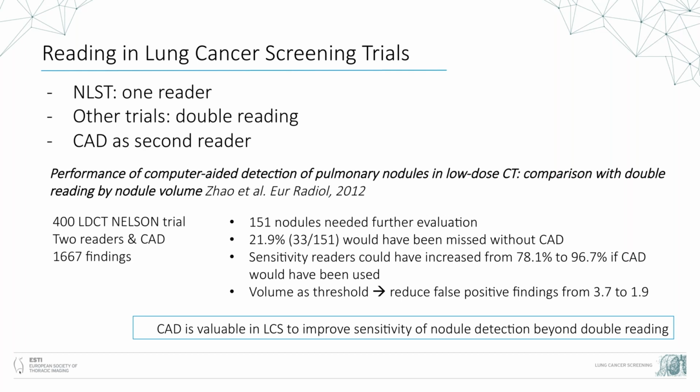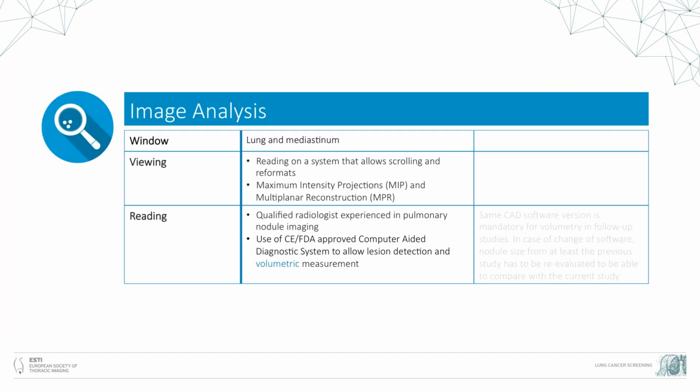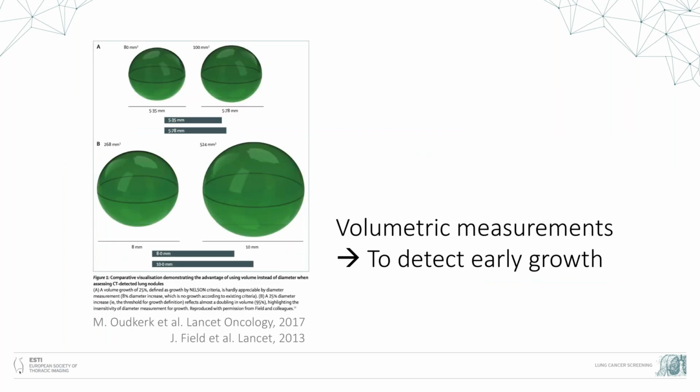So CAT is definitely valuable in lung cancer screening to improve sensitivity of nodule detection beyond double reading. The third aspect in the reading is the volumetric measurement. You've probably all seen this image many times. I think it beautifully illustrates the impact of volume compared to growth. What do we need for lung cancer screening? What we need for lung cancer screening are volumetric measurements. And why do we need them? Because detection of early growth is the essence of screening.